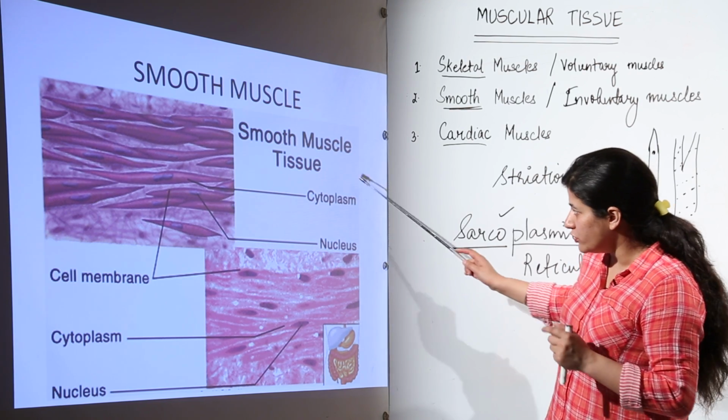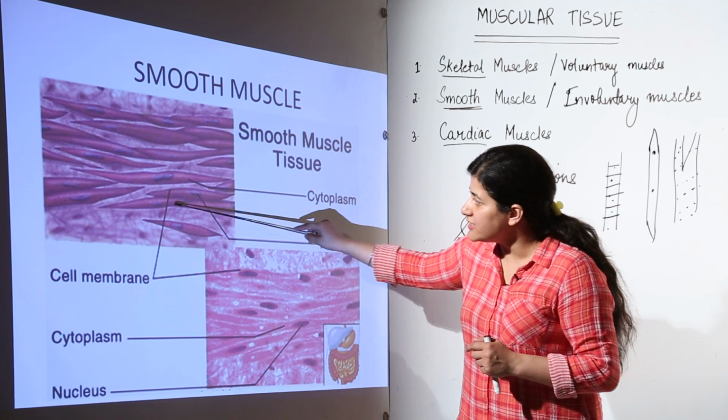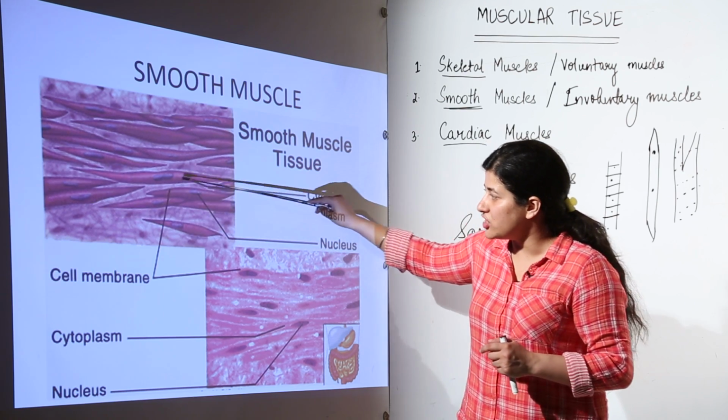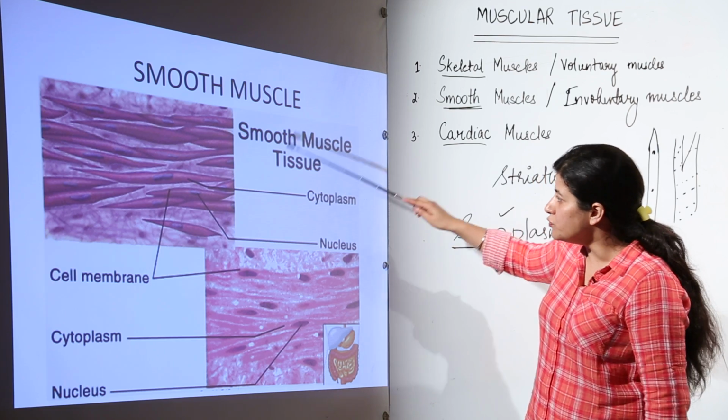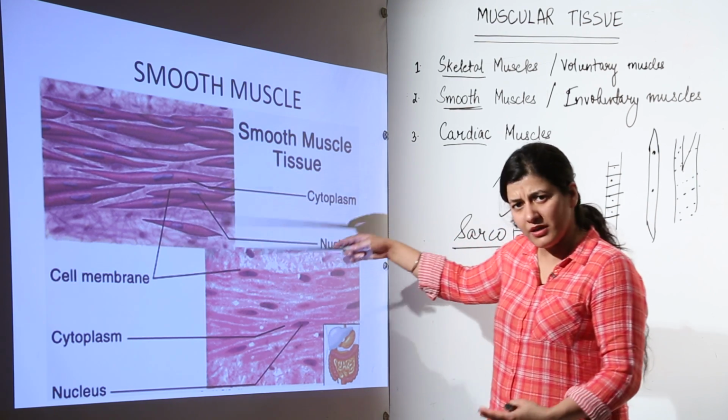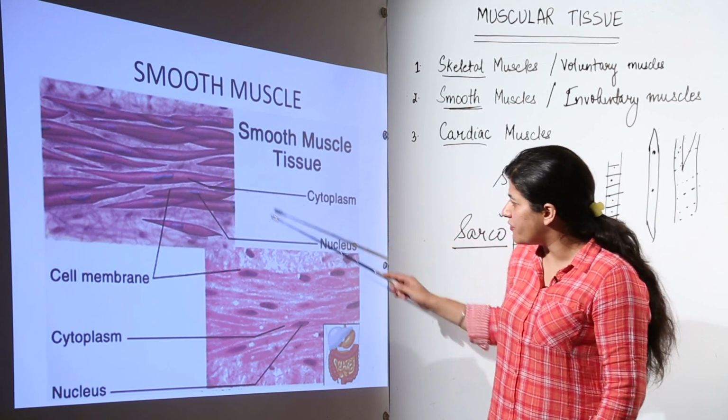In the case of smooth muscles, as you can see over here, the cells are somewhat fusiform, spindle shaped. They are tapering at the ends. As you can see, they are tapered at both ends. The smooth muscle has its nucleus, and sarcoplasm would be present.